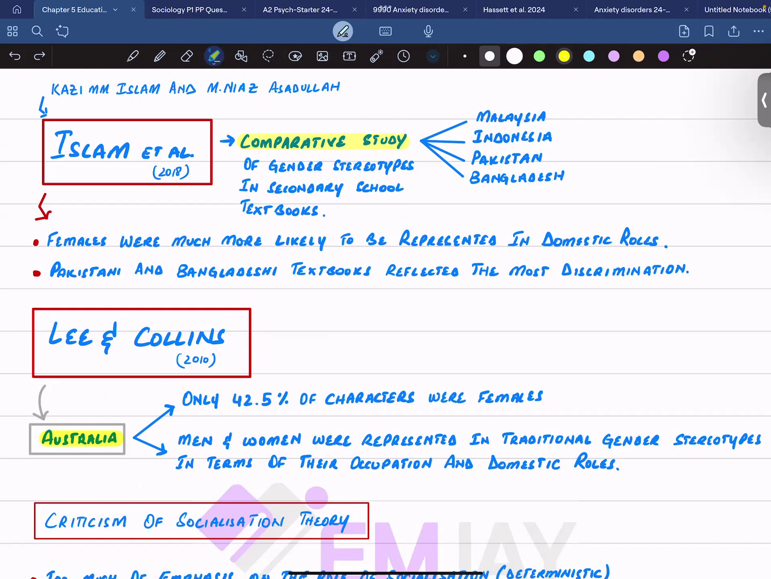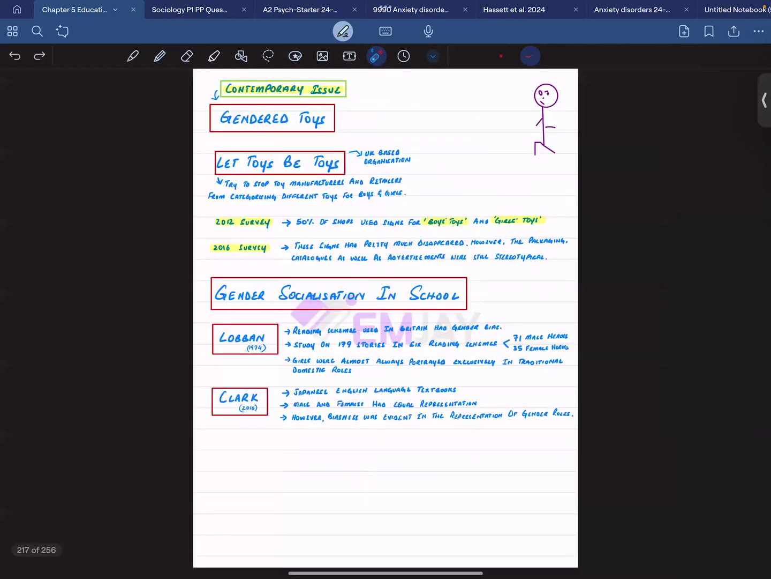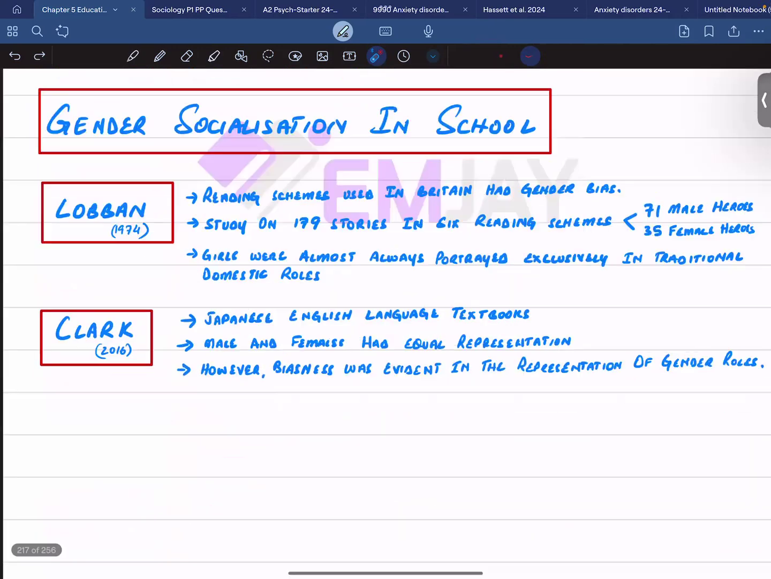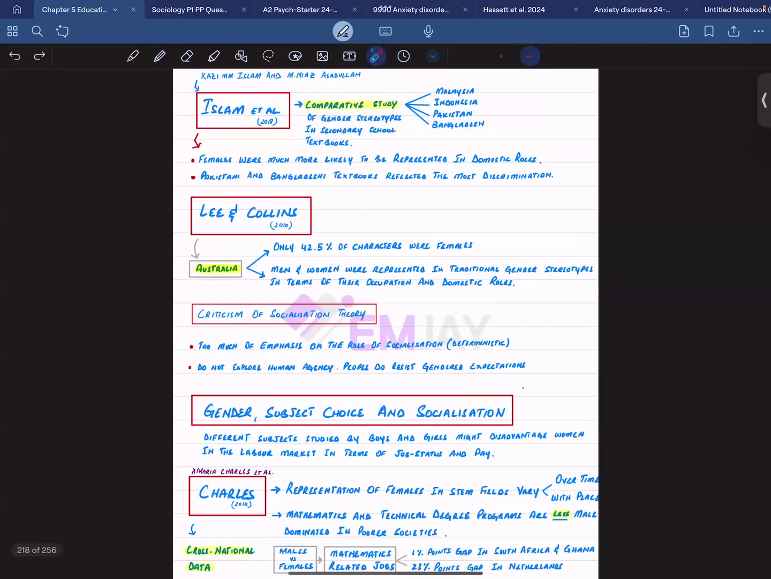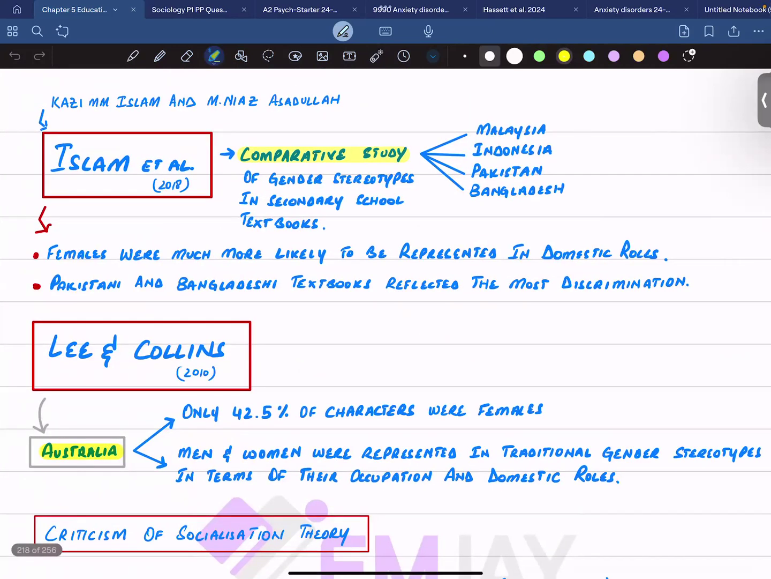Now, taking this ahead, Islam et al. found that girls were much more likely to be represented in domestic roles. So again, this trend continues. Let's remind ourselves of what we're studying. We're discussing the study that was conducted by Islam et al. under the heading of gender socialization within schools, right? So this study found that females, even to this stage, and 2018 is relatively very recent, were much more likely to be represented in domestic roles.